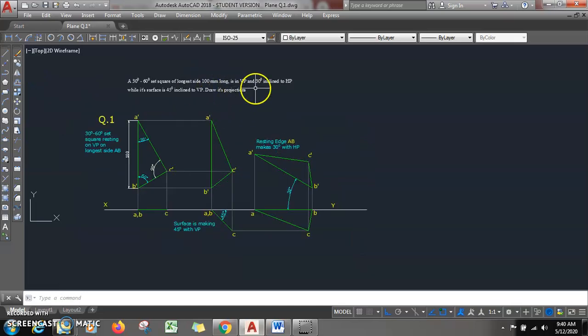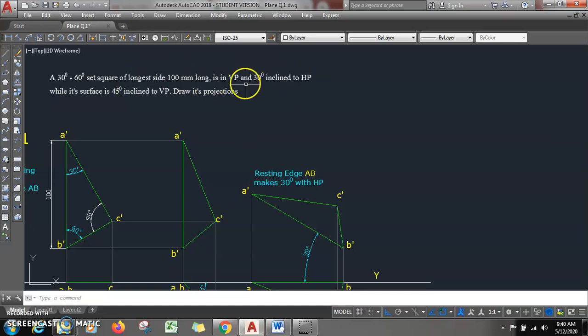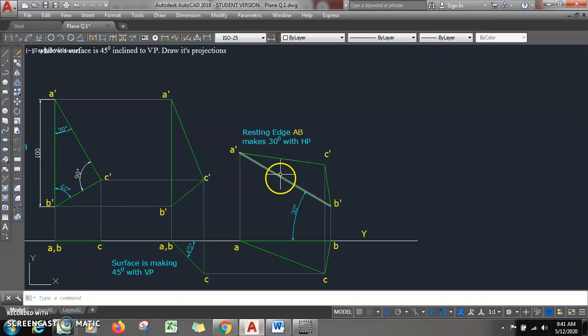Now for step number 3, which data is given? 30 degree inclined to HP. The longest side is inclined to HP at an angle of 30 degree. Which is the longest side? AB is inclined at an angle of 30 degree. So in step 2, what is the inclination of AB? With XY it is vertical, it is 90 degree. So by what angle does it have to be rotated so that the angle of AB becomes 30 degree?